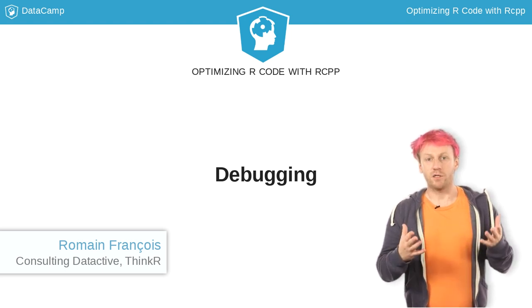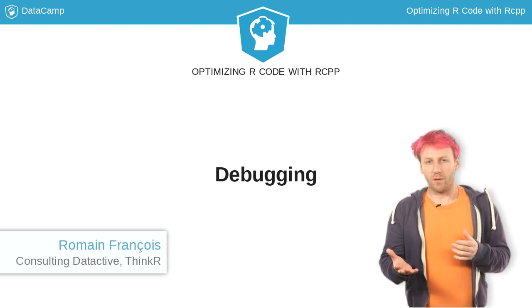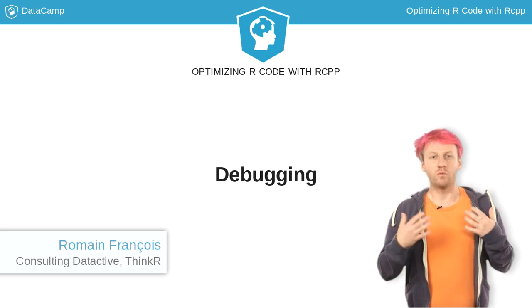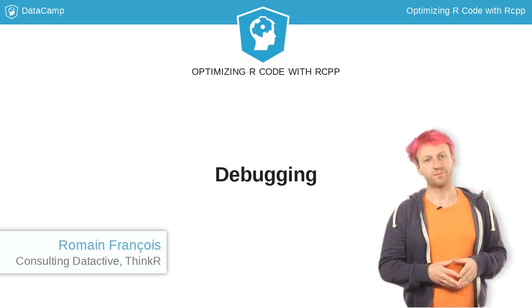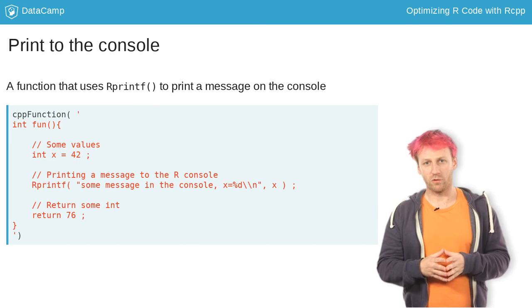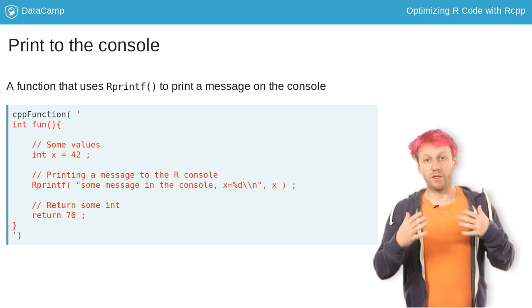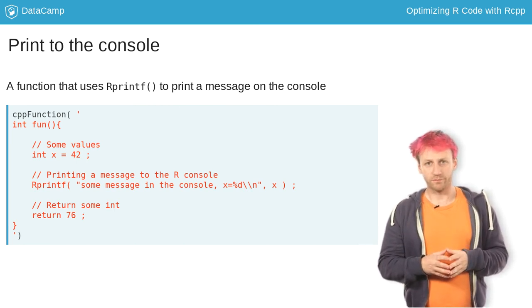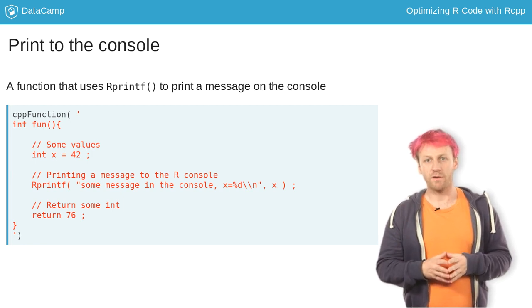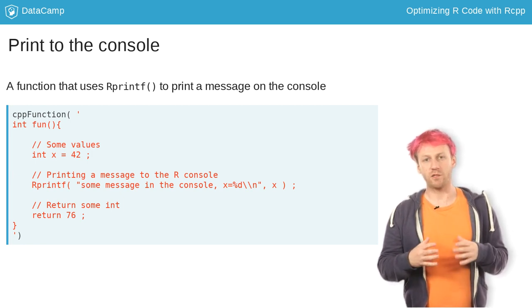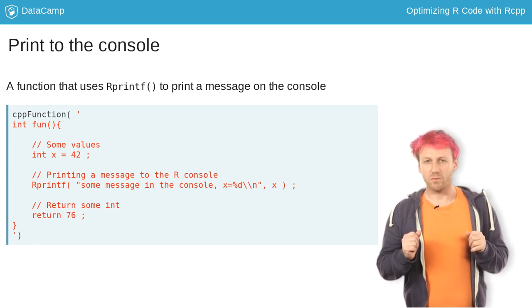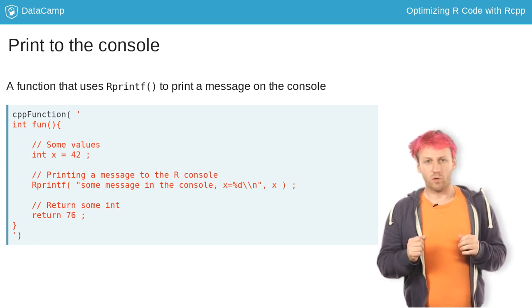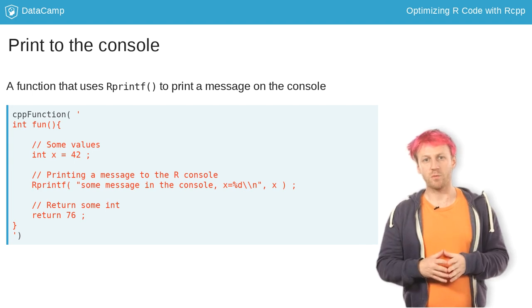For example, at each iteration of a loop, to see what happens and maybe compare that to what you thought would be happening. When you develop your code, you might want to print a message in the console. The Rprintf function gives you a nice way to print a formatted string directly to the R console. Note that C++ strings can only use double quotes. Single quotes in C++ are reserved for single characters.